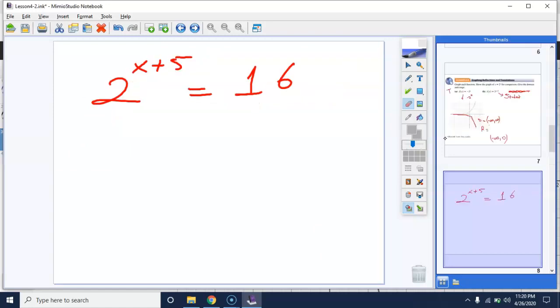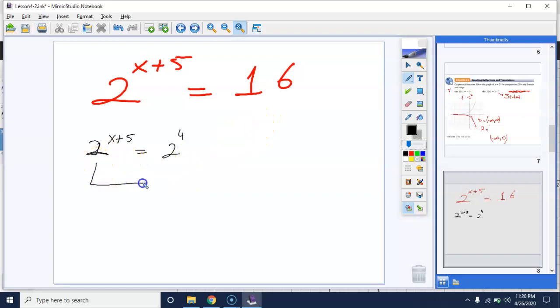Let's say we've got this exponential equation. We're going to solve this. What's the x value here? To work with exponential functions, the first criterion is we should have the same bases. We should write them in the same base. I'm going to do this: 2 to the x plus 5 power equals... How can I write this in base 2? It should be 2 to the 4th power, because 2 times 2 times 2 times 2 is 16.